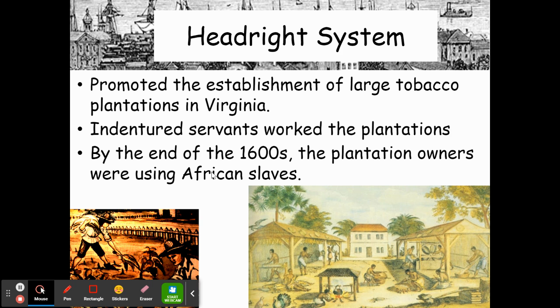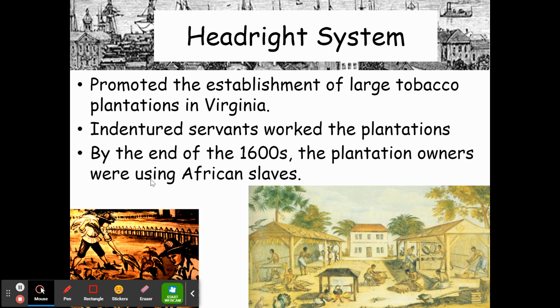Now, the head right system, it promoted the establishment of large tobacco plantations in places like Virginia. You'd have indentured servants work the plantations. And guys, believe it or not, indentured servitude was actually the thing before slavery, the way that we think of it today. Really and truly, people would sell themselves into indentured servitude and essentially come and be a slave. And so these are Europeans selling themselves into indentured servitude, or they're using it as a way to get out of something like debtor's prison. So it's very interesting, very, very interesting.